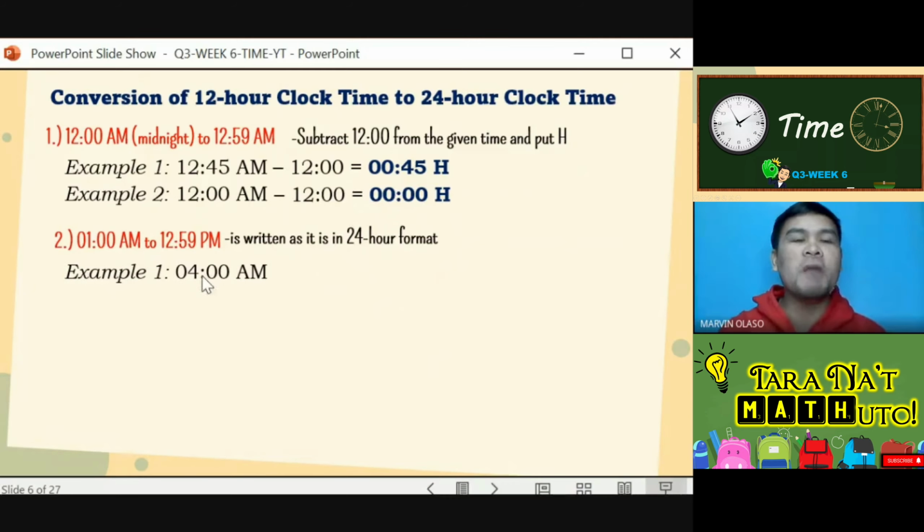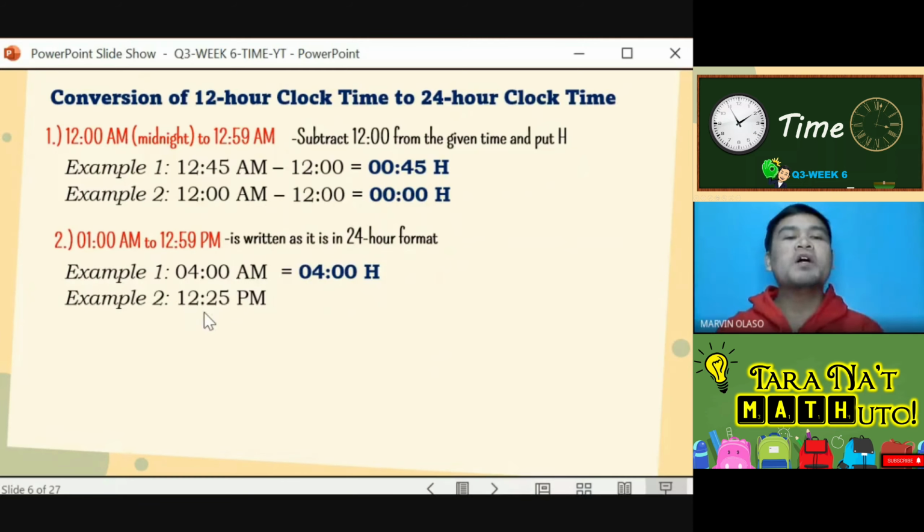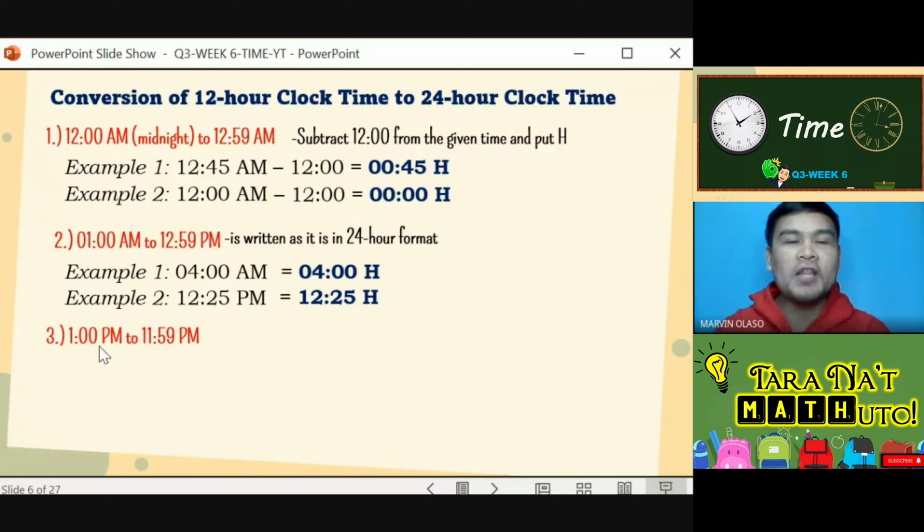For example, we have 4 AM. Ano ang katumbas niyan sa 24-hour clock time? Same lang. It's equivalent to 400 hours. Ayan. Papalitan mo lang, no? Tatanggalin mo yung AM, papalitan mo ng H. Another example, 12:25 PM. Kaparehas lang yan sa 1225 hours.